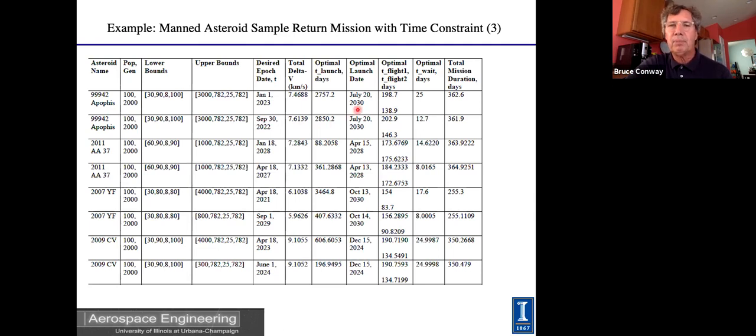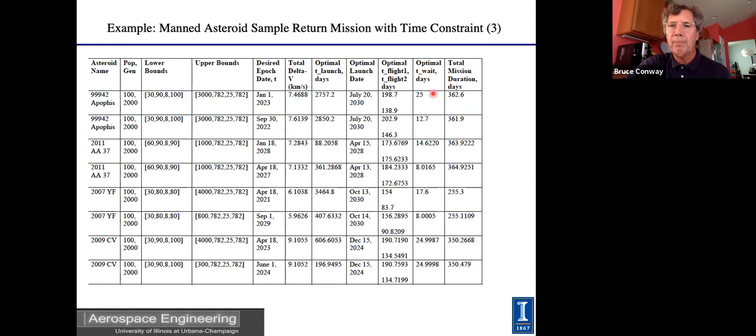It finds an optimal launch date. It finds an optimal time for the outbound flight, an optimal stay time at the asteroid, and then the total mission duration, which effectively gives you the return trip time. And we did this for quite a few asteroids, and it found very good solutions, much easier than what the people at NASA had done with a brute force approach.